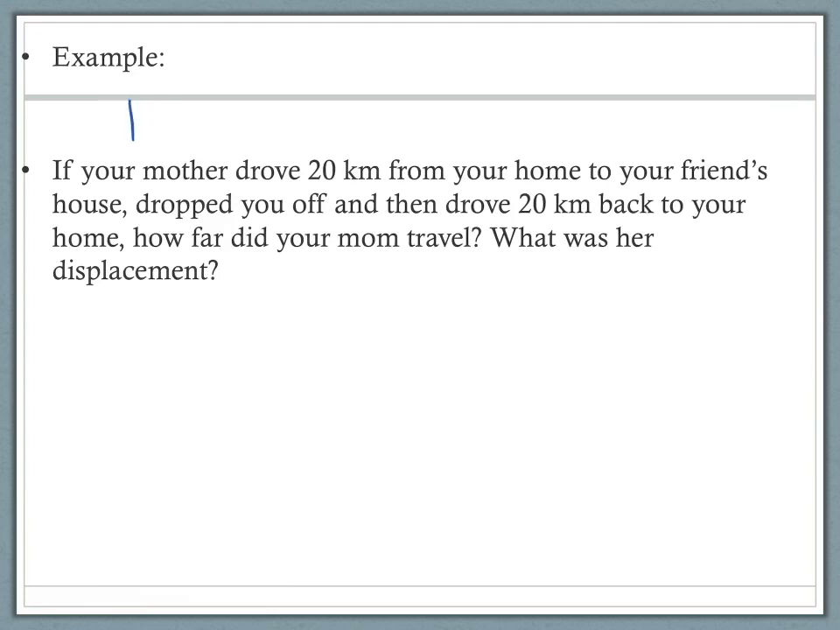So here we have a house. Here's your house, okay? Cute little house. Okay. So your mom's driving you from your house to your friend's house, 20 kilometers away. What a good mom. My goodness. All right. So what's going on? So your mom's going 20 kilometers this way.